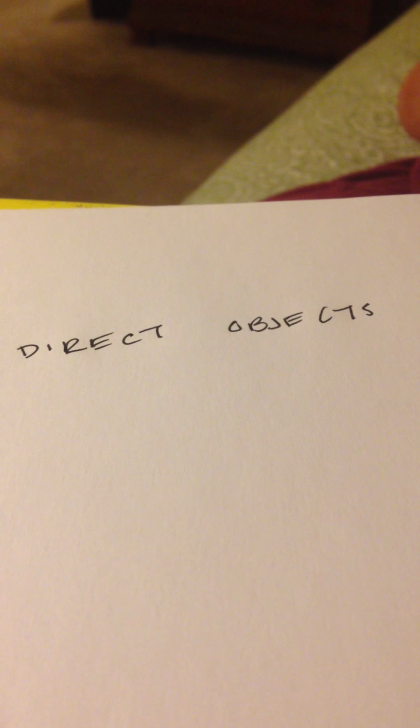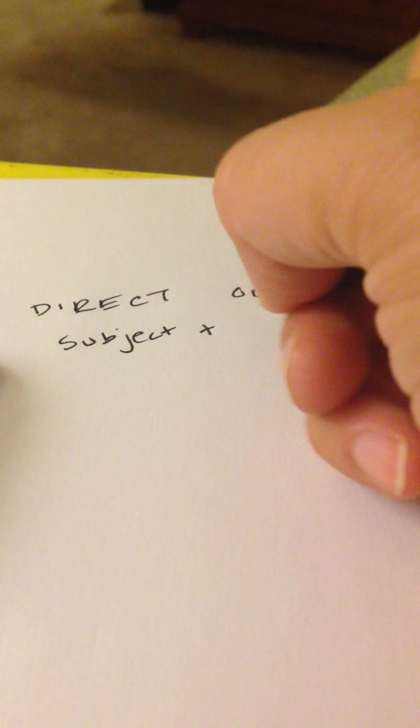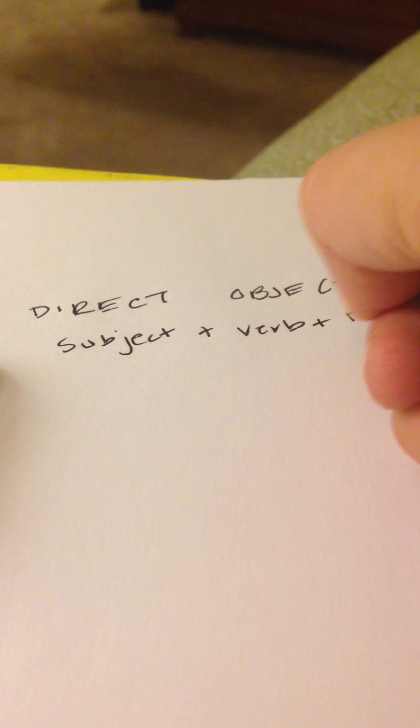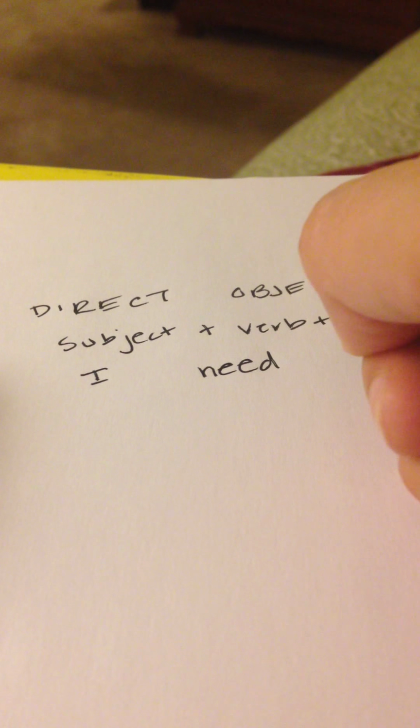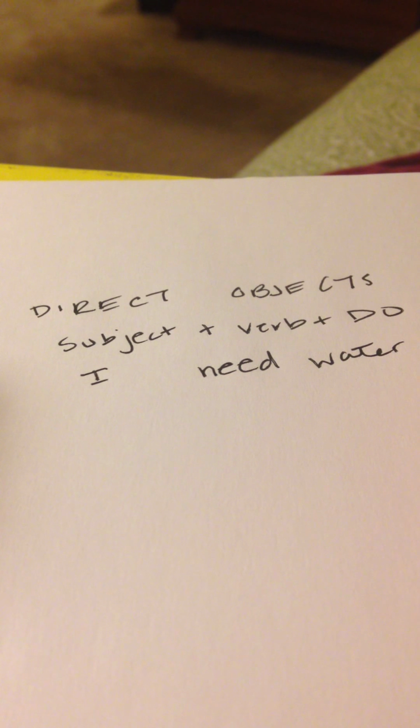Okay, so with direct objects, we learn that we have a subject, which we know is like the person that's doing the action. Then we have the verb, and then we have the direct object. For example, I am the subject, need is the verb, and then the direct object could be anything, like I need water.